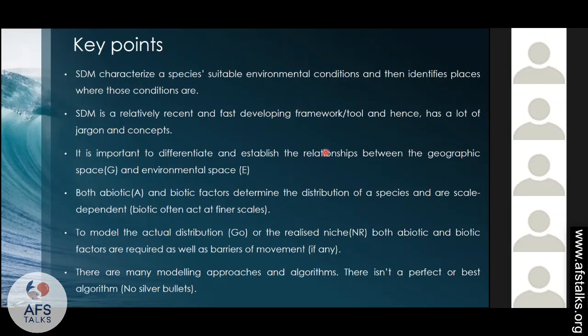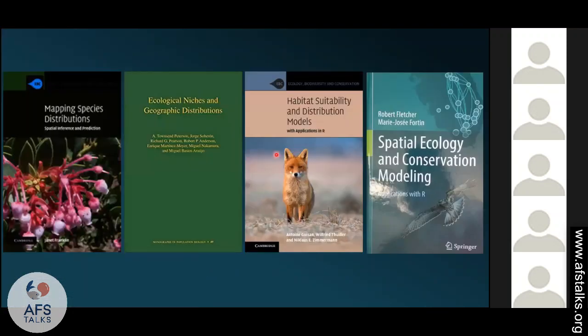And these are the books that I referred to, and the main concepts and terms that I discussed here are from these books. Ecological Niches and Geographic Distributions is the first book of its kind, explaining the background processes of species distribution. All these books are awesome for learning about species distribution. And this is a recent book that is good for learning the applications of species distribution models.